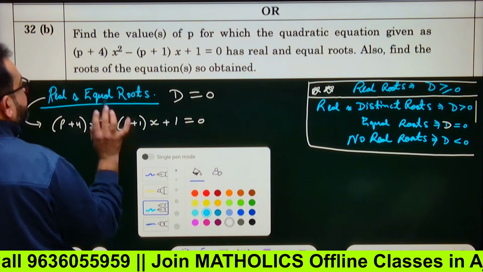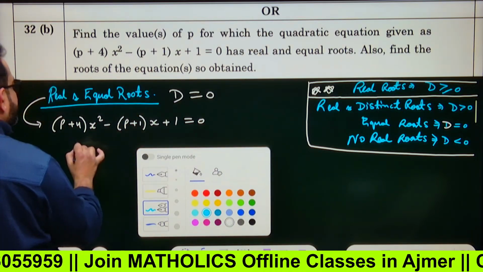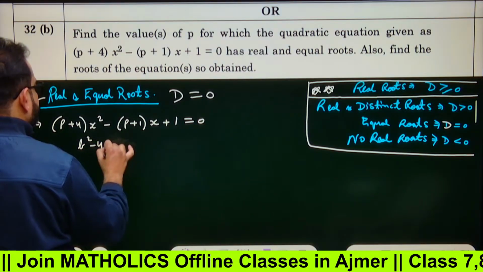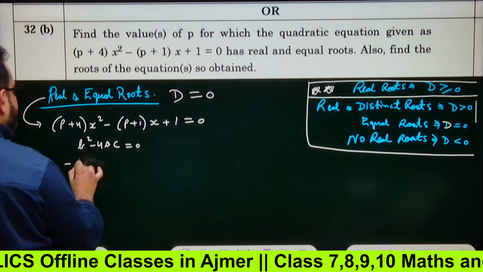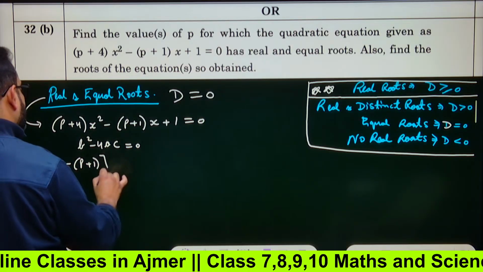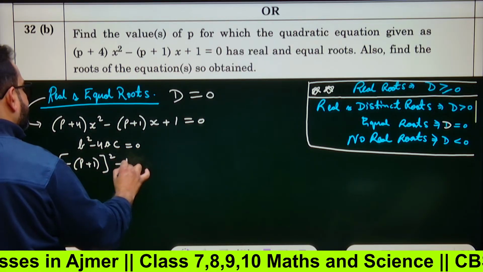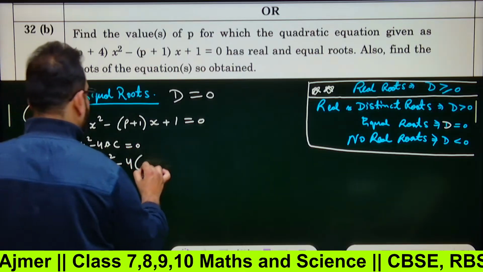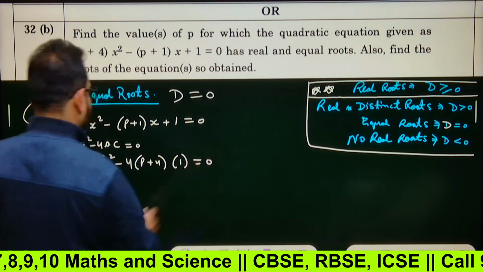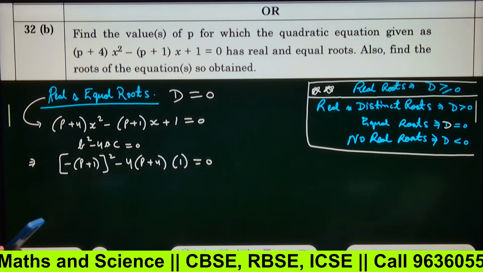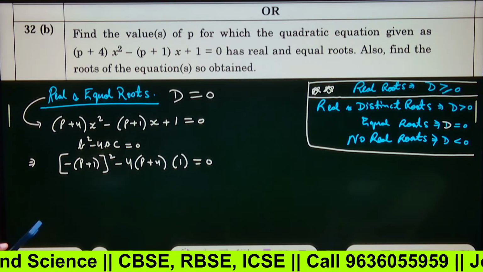Now this equation is given. Find its D. D means b square minus 4ac equals to 0. B is minus of (p plus 1), whole square, minus 4 times a, where a is p plus 4 and c is 1, and that equals to 0. Got the point? How we did this? Yes or no? I think yes.